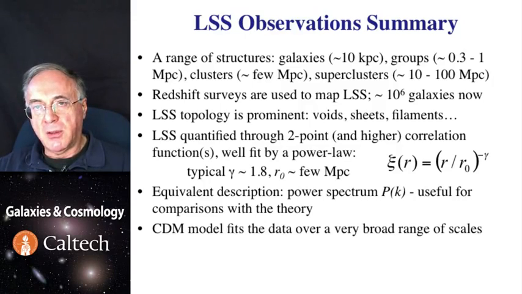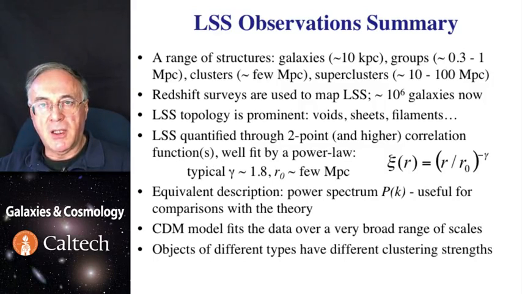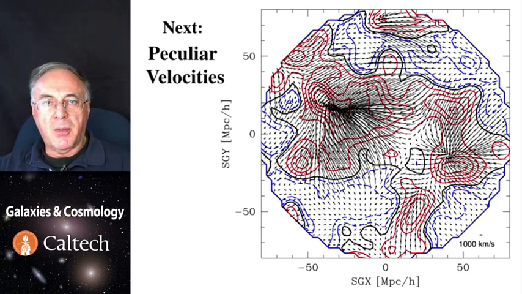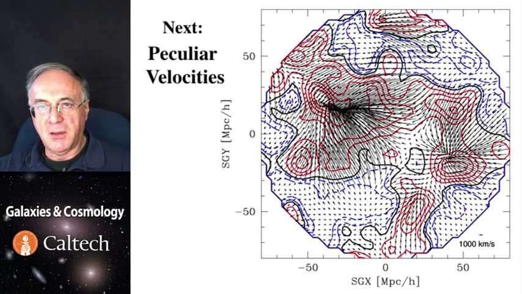Overall, the cold dark matter model fits the data remarkably well over the full range of scales that we can measure through a variety of different methods, which gives us confidence that the cold dark matter model is in fact correct. And I should note at this point that it would be very difficult to achieve this if there were no dark matter at all. Generally speaking, objects of different kinds have different clustering strengths. That applies to different kinds of galaxies, luminous versus less luminous, early versus late types, and so on, carrying over to clusters of different richness, and so on. Next, we will talk about the large-scale peculiar velocity field, which is a direct consequence of the existence of the large-scale density field.